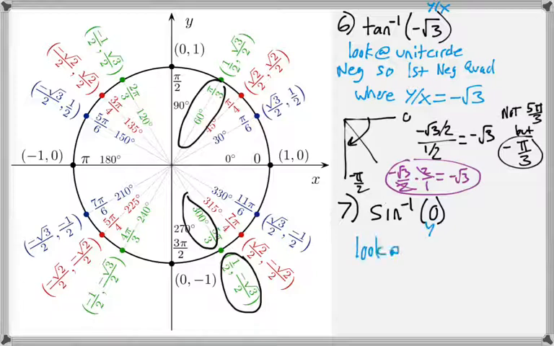Okay, so sine inverse of 0, again sine is y. Take a look at the unit circle, and where is y equal to 0? It would be right here at 0. So this is 0.